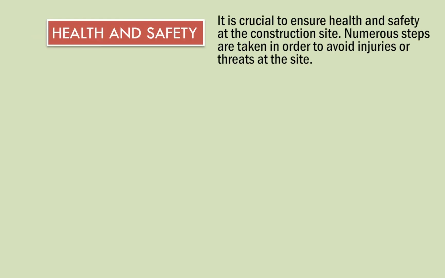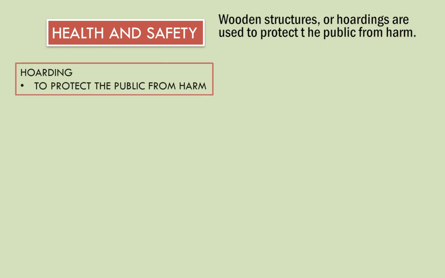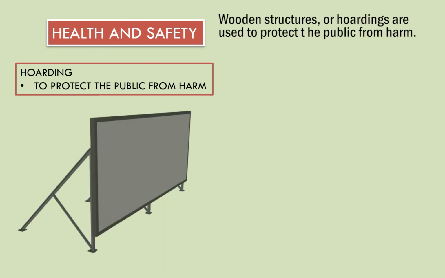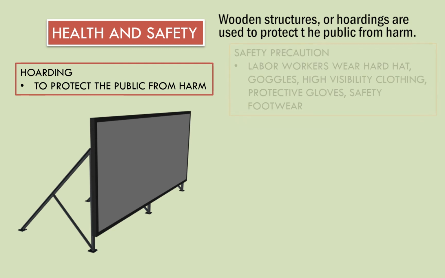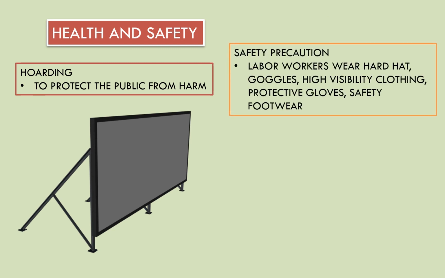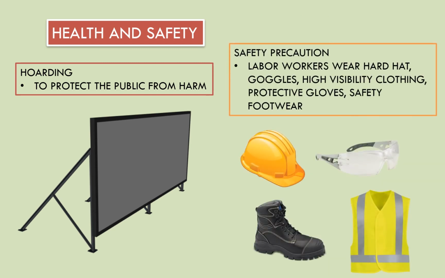It is crucial to ensure health and safety at the construction site. Numerous steps are taken in order to avoid injuries or threats at the site. Wooden structures or hoardings are used to protect the public from harm. Labour workers wear hard hats, goggles, high visibility clothing, protective gloves, and safety footwear as safety precautions.